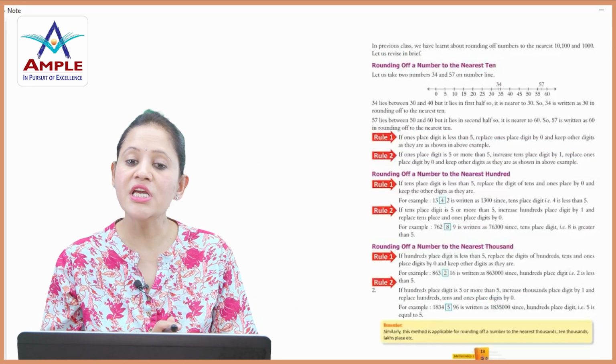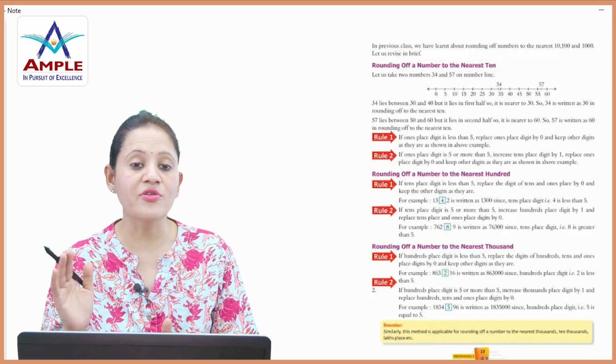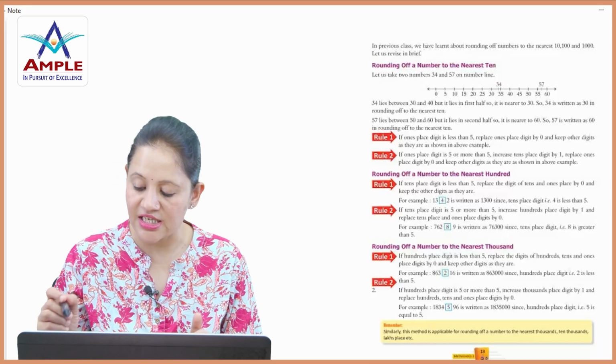In the previous class, we learned about rounding of numbers to the nearest 10, 100, 1000. Let us revise in brief. First is rounding off to the nearest tens.